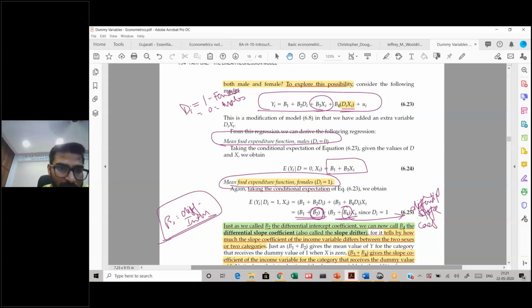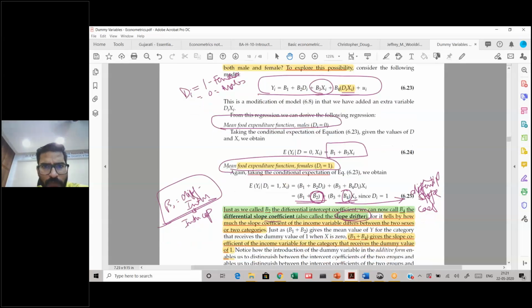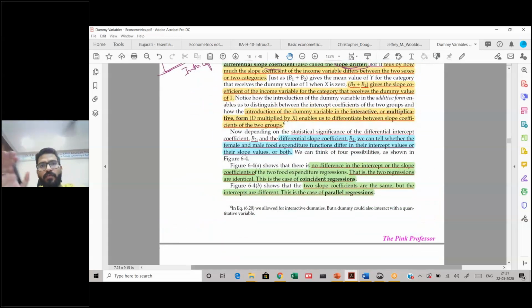This was differential intercept. This was differential slope. This is also called a slope drifter, which essentially means by how much the slope will differ from the base category. We can have four cases.